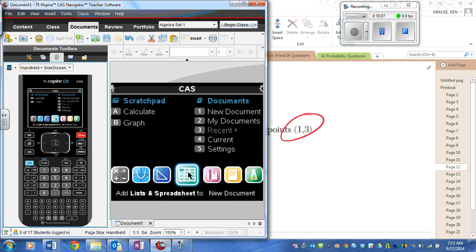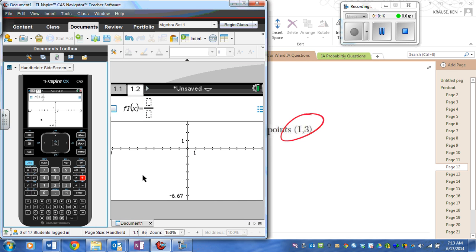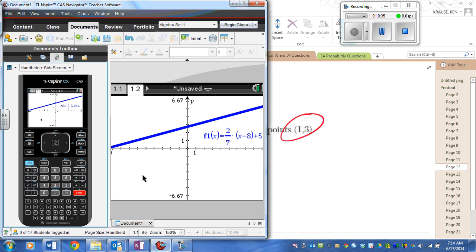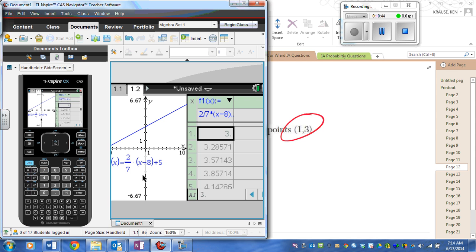So we'll go to home, go to graphing, and we'll type in control division 2 divided by 7, parenthesis, x minus 8 plus 5. And we'll graph that. Straight line. And we'll look at the table. Menu 7. And we need to see if 1, 3 is in there. 1, 3 is in there.